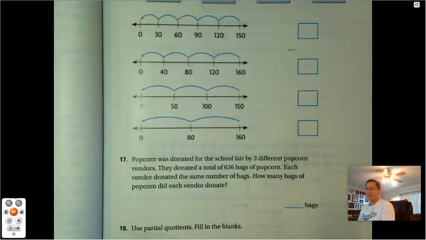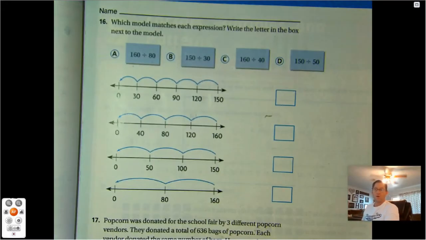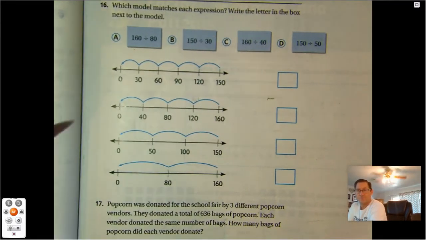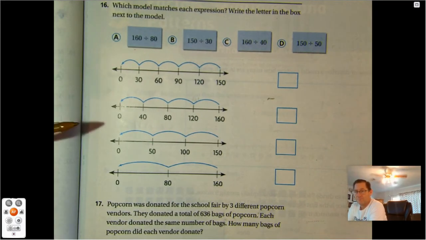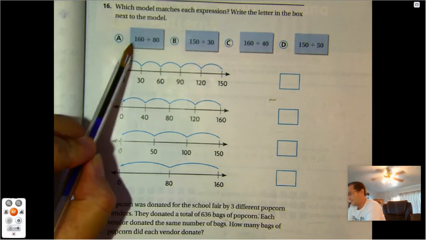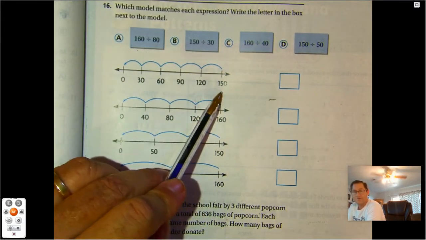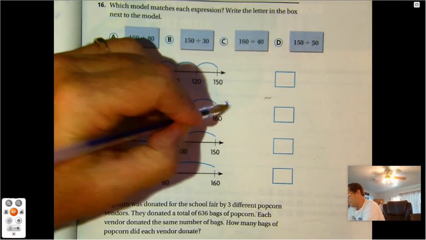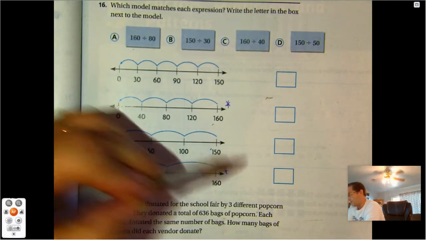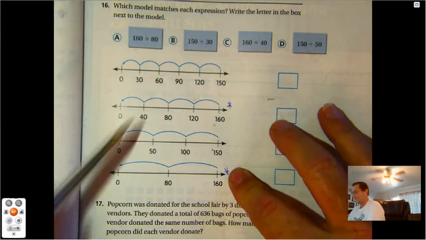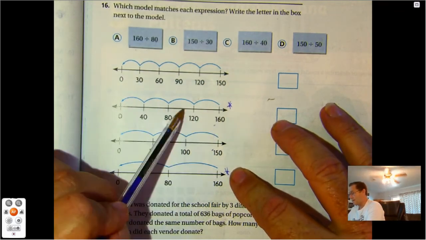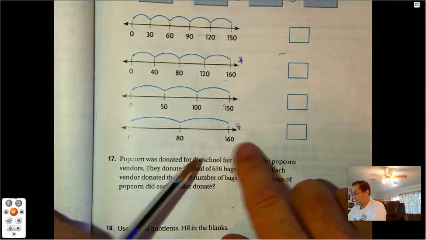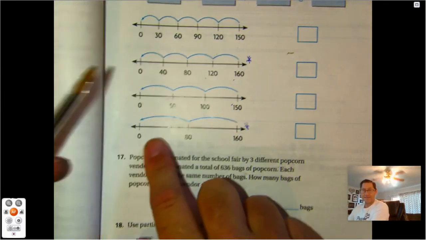16. Which model matches each expression? Write the letter in the box. All right, so don't make these hard, okay? 160 divided by 80. Well, that one starts at 150. That's not it. It could be this one. Can't be that one. It could be this one. Okay, so it's one of these two. 160 divided by 80. That means we're jumping back 80. Is 160 take away 120 80? No. 80 take away 80 0? Yes. So this one is A.